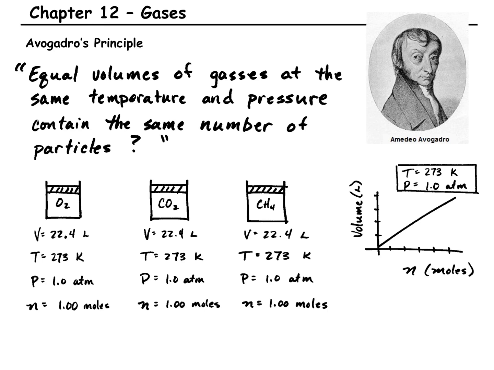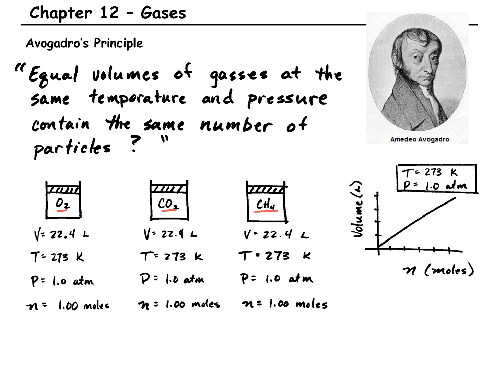Okay, our last gas law relates to what's called Avogadro's principle, named after Amadeo Avogadro, the person for whom the mole is named, 6.02 times 10 to the 23rd, Avogadro's number. Now, Avogadro's principle says this, that equal volumes of gases at the same temperature and pressure contain the same number of particles, regardless of what gas we're talking about here.